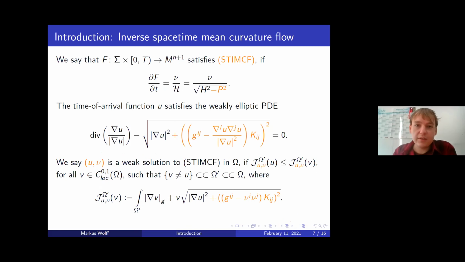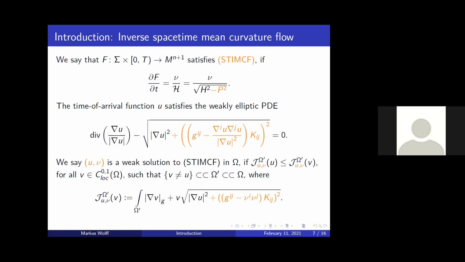And now we consider this new flow under consideration by us. We call it inverse spacetime mean curvature flow, where the flow speed is proportional to 1 over the spacetime mean curvature. And this is in particular motivated by the recent work of Zederbaum and Sakovic, where they defined a notion of center of mass with respect to constant spacetime mean curvature surfaces.